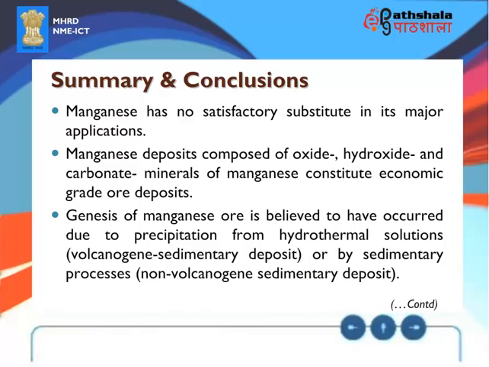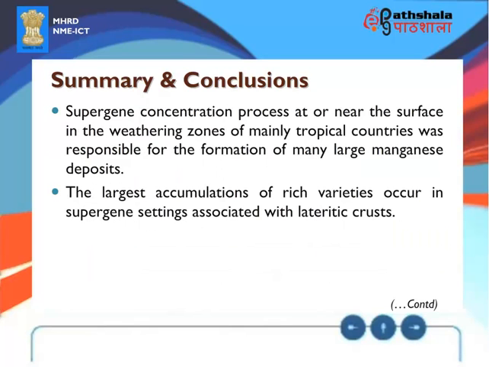Manganese deposits composed of oxide, hydroxide, and carbonate minerals of manganese constitute economic grade ore deposits. Genesis of manganese ore is believed to have occurred due to precipitation from hydrothermal solutions, volcanogene sedimentary deposit, or by sedimentary processes, non-volcanogene sedimentary deposit. Supergene concentration process at or near the surface in the weathering zones of mainly tropical countries was responsible for the formation of many large manganese deposits.